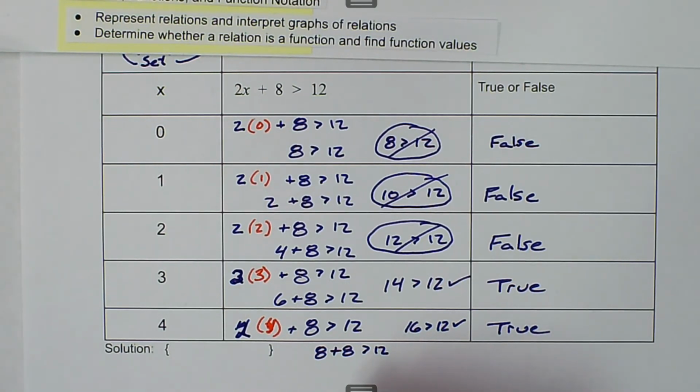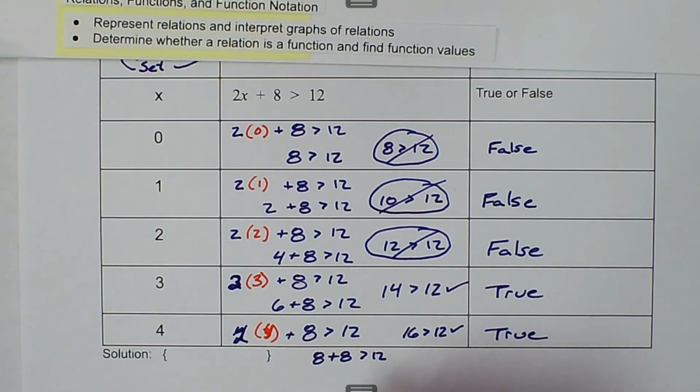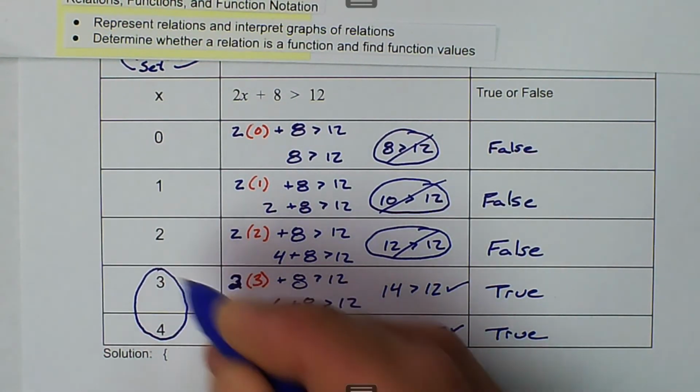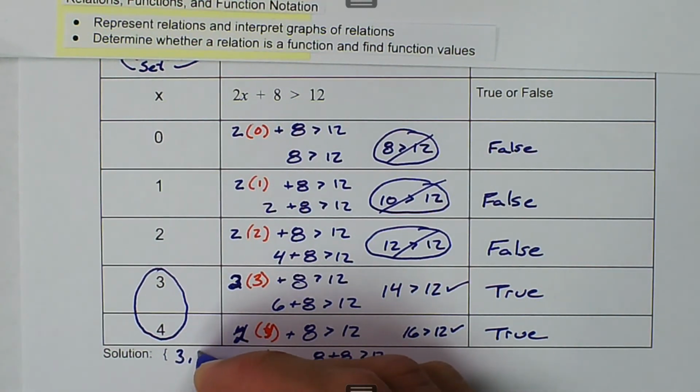So we started out with a replacement set, and now we have the solution set, which we only have 2 solutions. So the 2 solutions in this case are 3 and 4. So the solution set is {3, 4}.